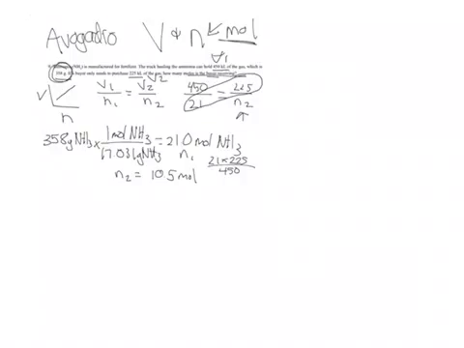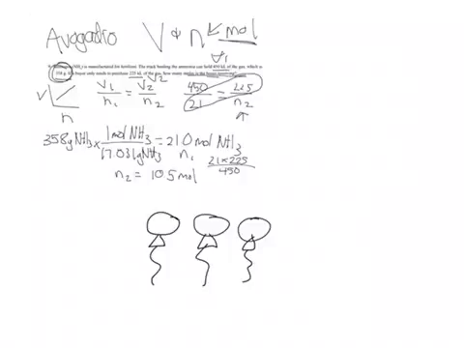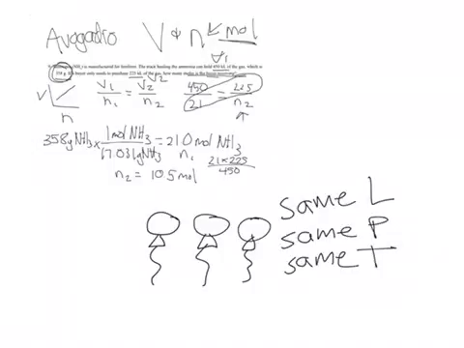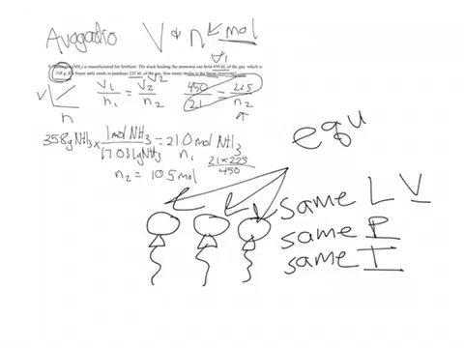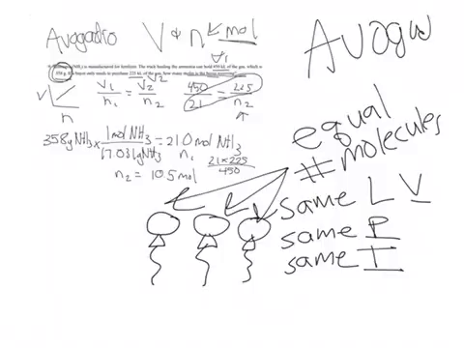The other thing about Avogadro was that he said, due to his hypothesis, that if there happens to be gases, for example, gases in balloons, and each of those balloons are the same liters, and they're under the same conditions, as in same pressure, same temperature, then if their volume, pressure, and temperature are all equal, then in each balloon, no matter what type of gas it is, it has an equal number of molecules. So that is Avogadro's hypothesis.